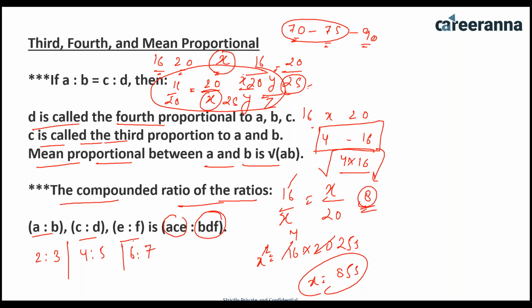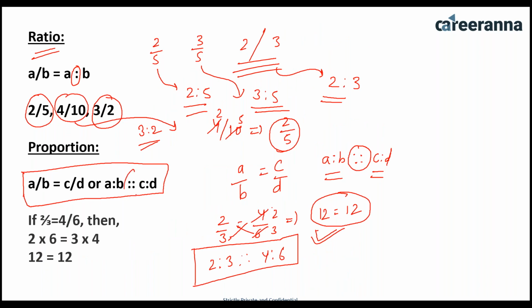Proportional is a condition. So there is a sign I told you in this slide. This is proportional. So there is certain relation between these numbers and these numbers. This is called proportional.